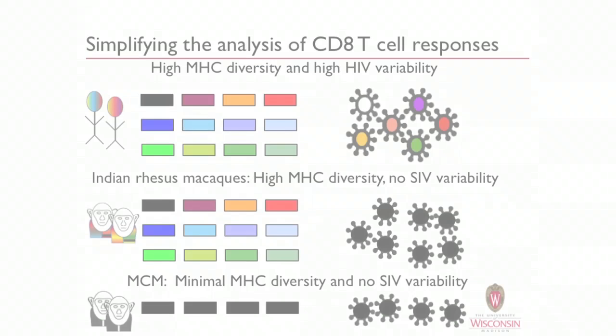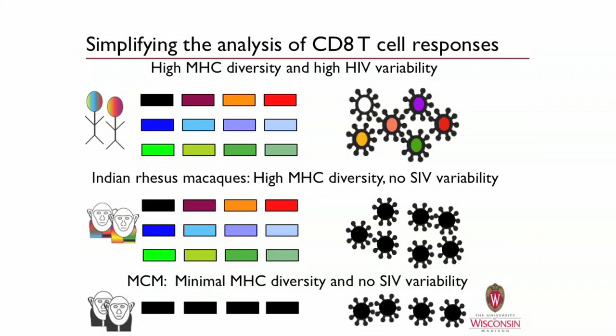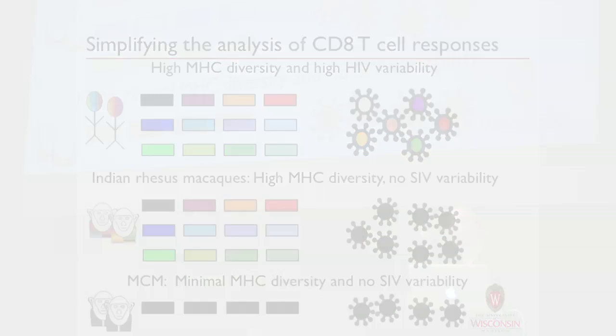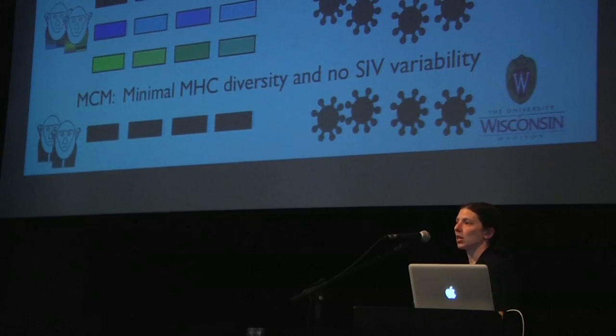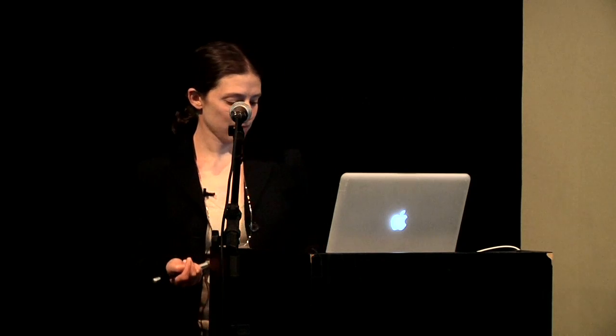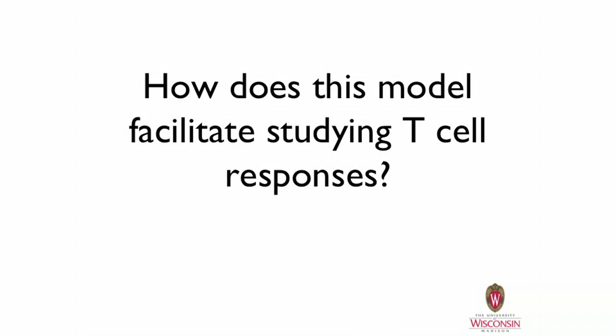So if we go back to my very simple model of host MHC genetics and infecting SIV viruses, you can see that we have actually simplified this model even further, because we can find animals who have the exact same host MHC genetics and infect them with the exact same SIV virus, so that we know which peptides are likely going to be presented to CD8 T cells in each of our animals. So how does this model facilitate the studying of T cell responses?